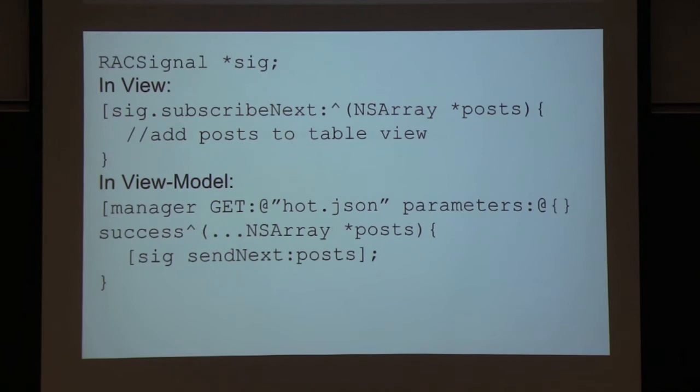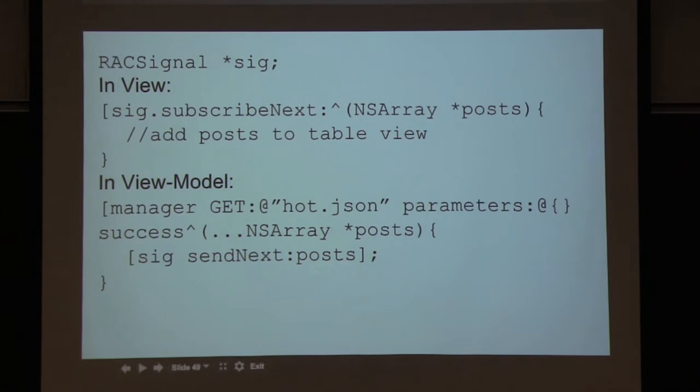pretty simple. Just this paradigm where we have in the view, we've got a back and forth sort of between the view and the view model. The view is going to tell the view model, I want you to grab some posts for me. And it's going to say, I'm subscribing to this signal. And when you get those posts, I want you to send them back on that signal. And the view model just has to do its networking, just like before, and then it just has to call send next posts. It's going to send the posts that it gets on that signal.